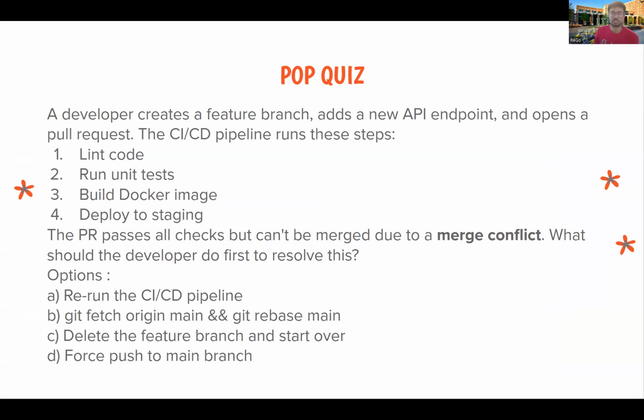Question: the developer creates a feature branch, adds a new API endpoint, opens a pull request, and the CI/CD pipeline runs. The PR passes checks, but it can't be merged due to a merge conflict. What should the developer do to resolve this? Options: git fetch origin and git rebase main; delete the feature branch and start over; force push to the main branch.